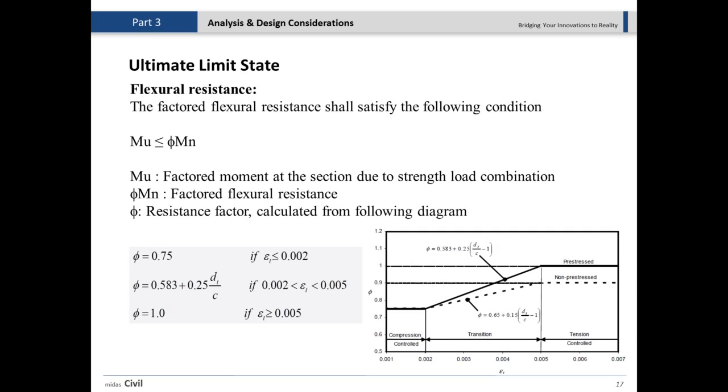And when epsilon t is larger than 0.005, it could be tension controlled.